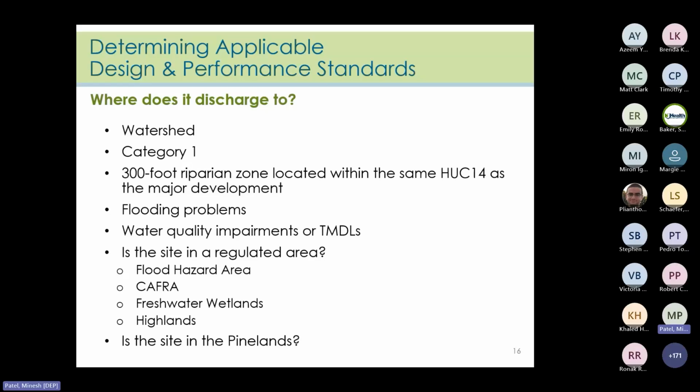Information such as whether the project is discharging to a flood hazard area, a Category 1 waterway, a 300-foot riparian zone located within the same HUC 14 as the major development are often not included, and therefore they're overlooked during the review. This information may also determine whether or not the project requires input from other agencies, such as the NJDEP Land Use or even the Pinelands Commission.